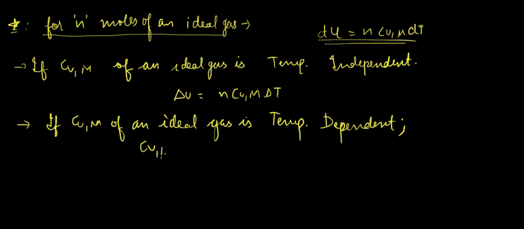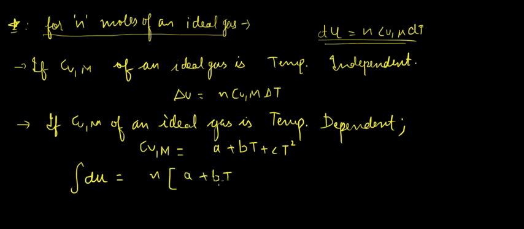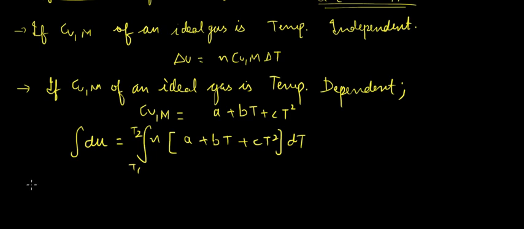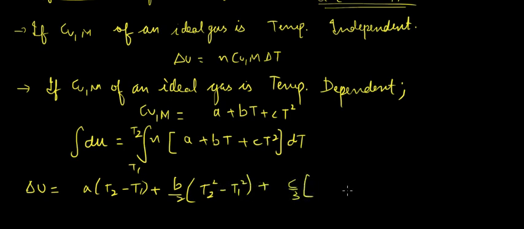and let's say Cv,m is equal to a plus bT plus cT square, then by integrating dU we have to write, in place of Cv,m, a plus bT plus cT square dT. This is not small t, this is capital T, integral from T1 to T2. So delta U comes out to be a(T2 minus T1) plus b by 2 (T2 square minus T1 square) plus c by 3 (T2 cube minus T1 cube).